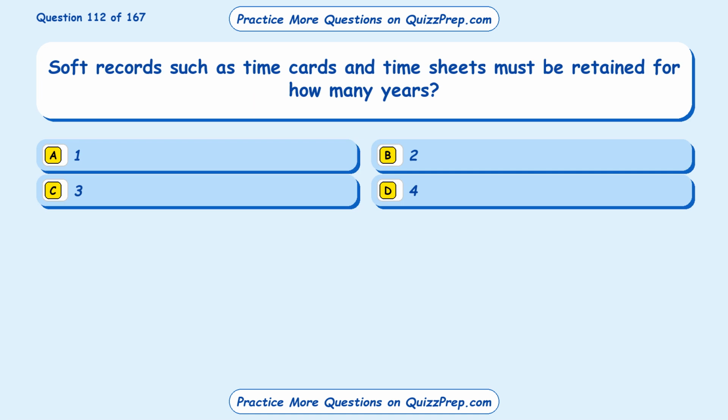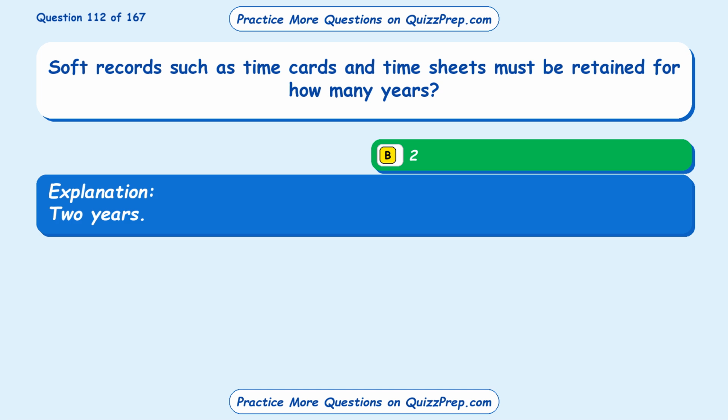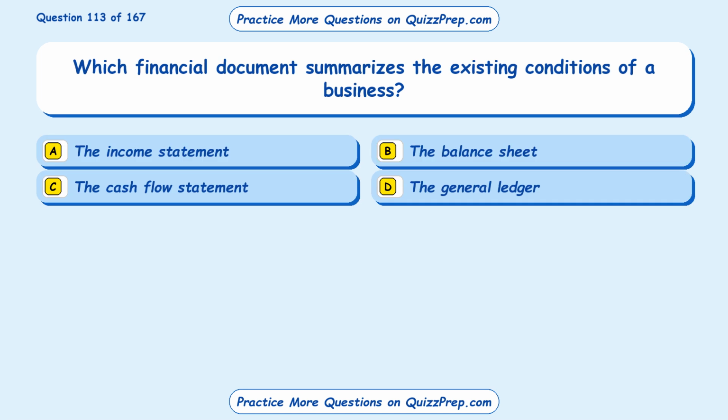Question 112. Soft records such as time cards and time sheets must be retained for how many years? Option A 1, option B 2, option C 3, option D 4. The correct answer is option B, 2 years.